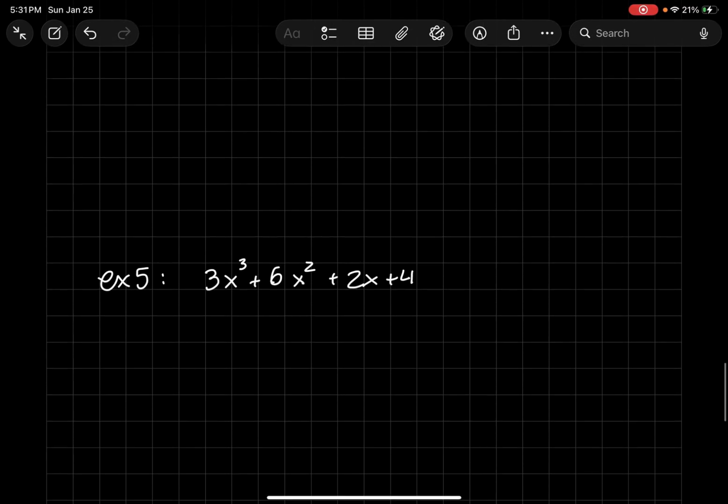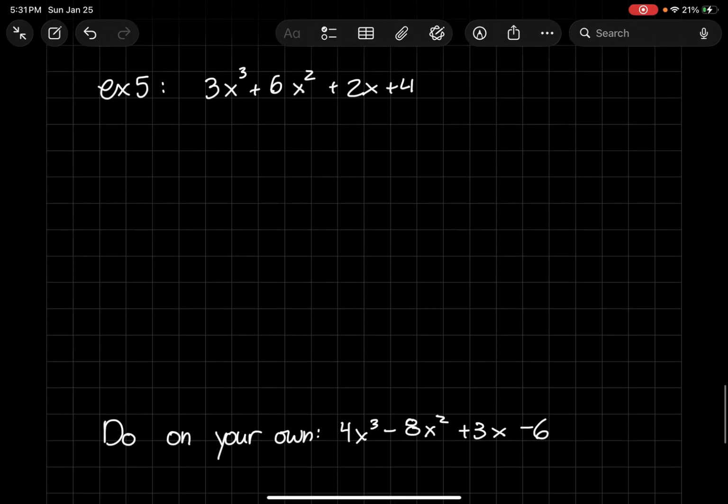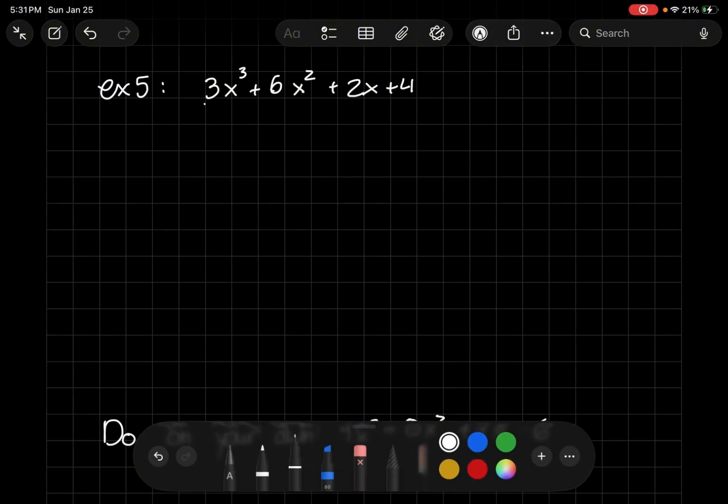So now we have example 5, and this is going to be the last example I do with you. This is going to be a polynomial with 4 terms. We can count using our same method as before. 1, break 2, break 3, break 4.